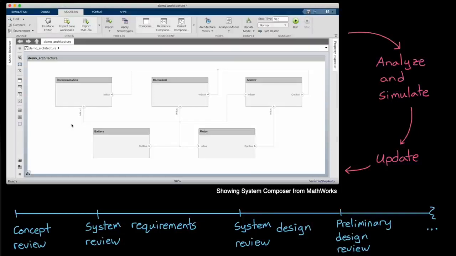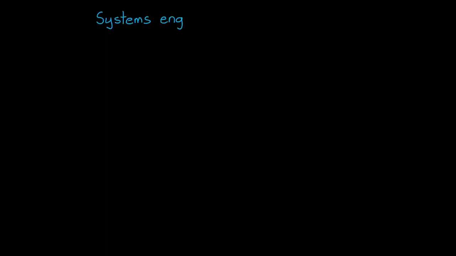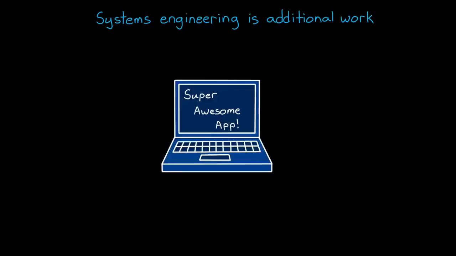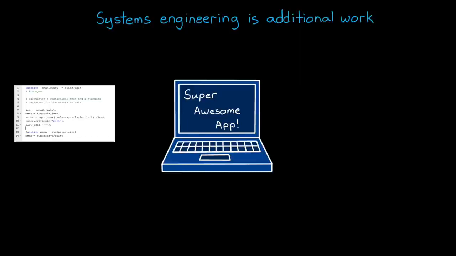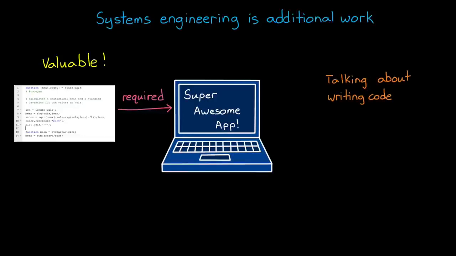Now, here's the thing that I want to stress at this point. The architecture descriptions, the reviews, the trade studies, and all of that stuff is additional work. It's absolutely above and beyond what you have to do to develop and build a system. Let's say you're building a web app. So ultimately, the product is software. Writing the code has direct value to the program because it has to be there in order for the product to exist. On the other hand, talking about writing software is not directly valuable.